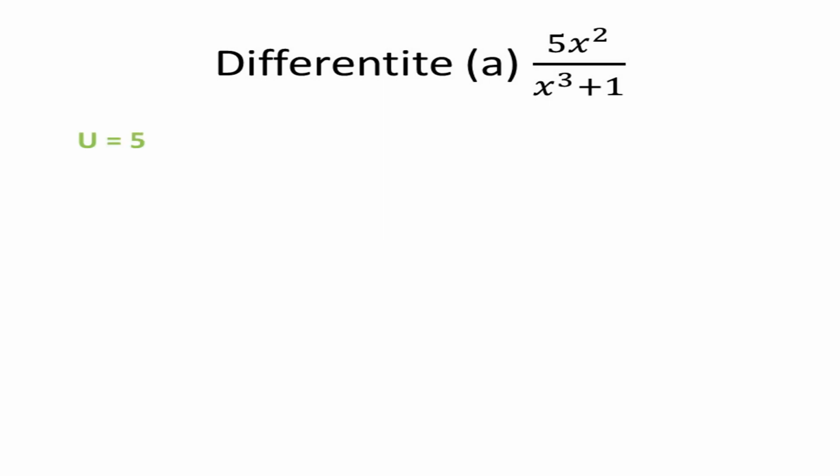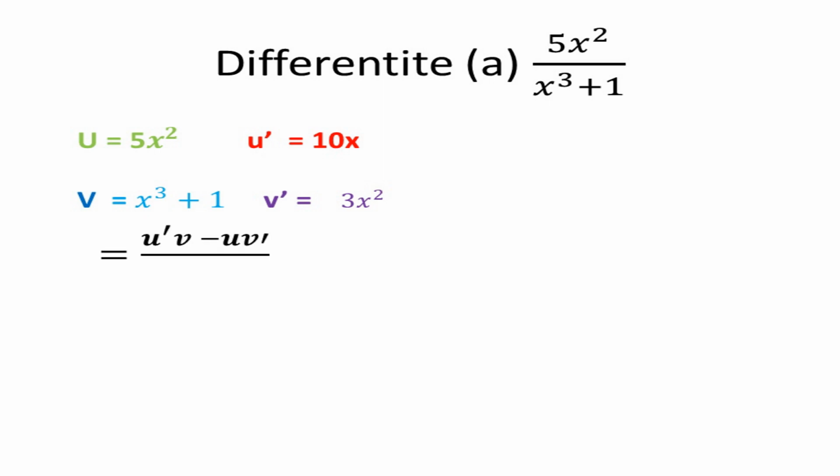The entire numerator will represent u, and the entire denominator will represent v. And we are going to differentiate these two parts for simplicity. The derivative of u, which is 5x squared, is 10x, and the derivative of v is 3x squared. We are going to simply plug this into our formula.